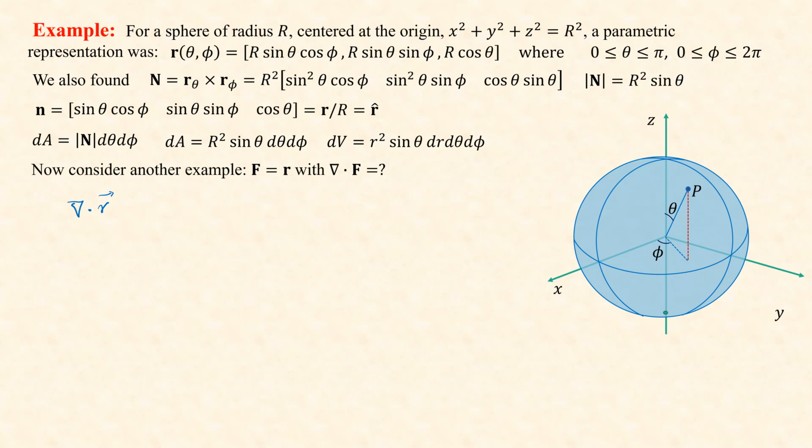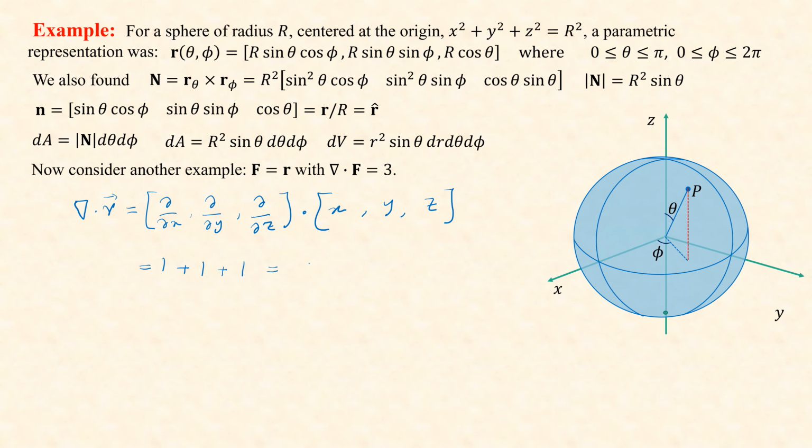The divergence of r is equal to its partial derivatives dotted with x, y, and z. The partial of x with respect to x is 1. The partial of y with respect to y is 1. The partial of z with respect to z is 1. So the divergence of r is 3.